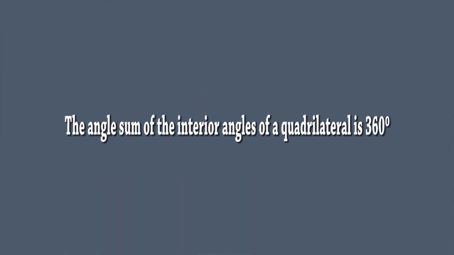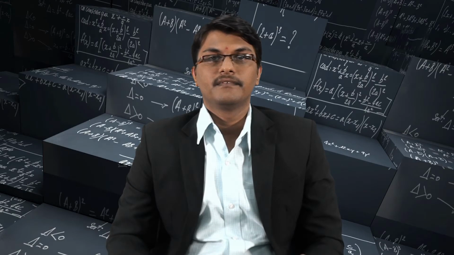We observe that the angle sum of the interior angles of a quadrilateral is 360 degree. Yes, we observe that the angle sum of the interior angles of a quadrilateral is 360 degree. This observation we could make because the angle around a point is 360 degree.